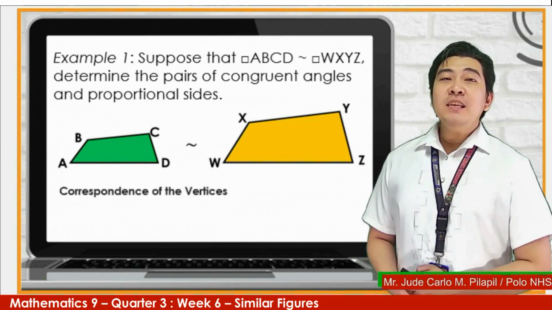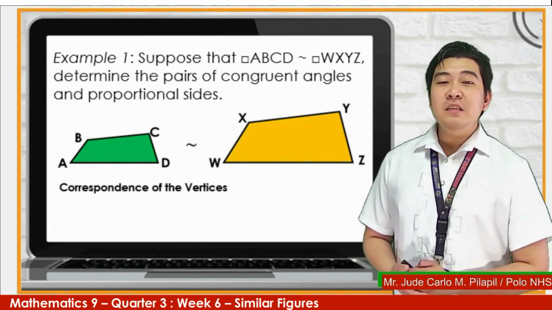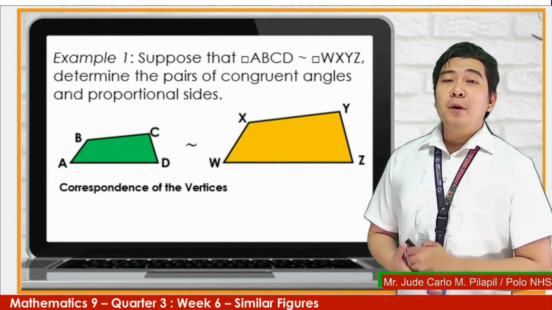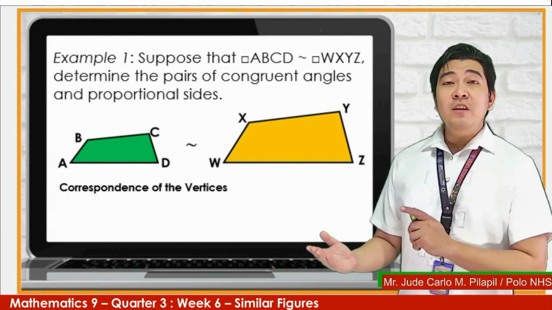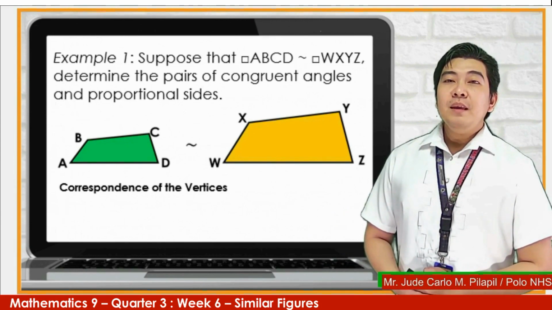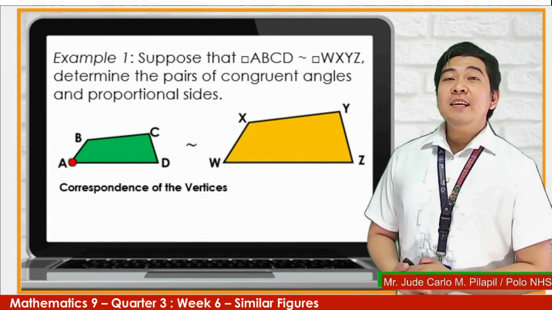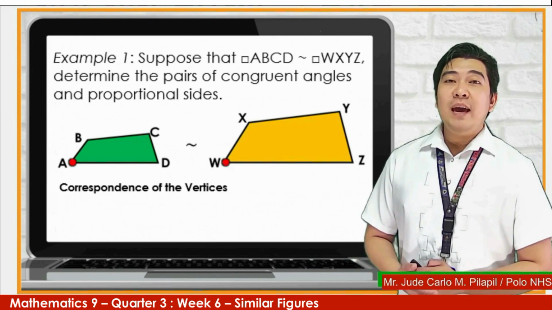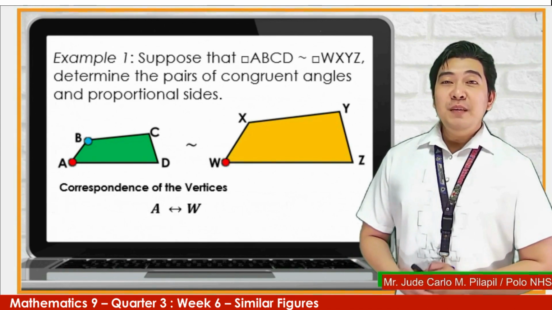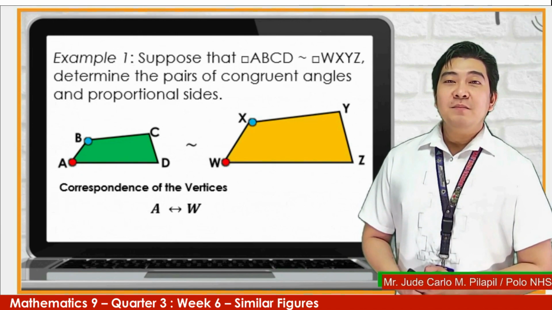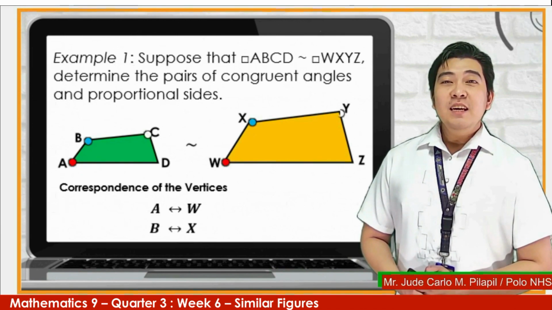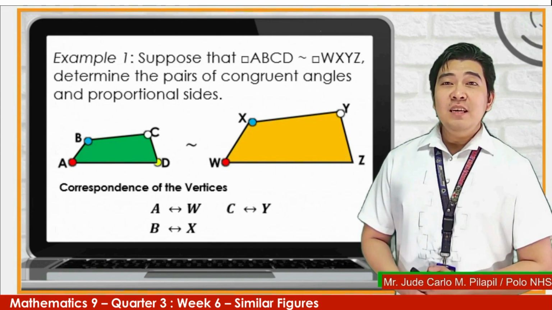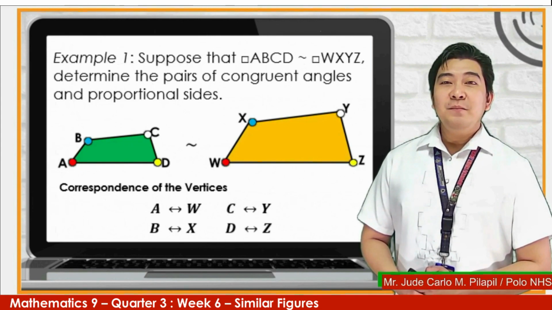First, it is important to know the correspondence of the vertices before naming the pairs of angles and sides. It requires the proper pairing of vertices from one figure to another one. Vertex A of quadrilateral ABCD corresponds to vertex W of quadrilateral WXYZ. Vertex B corresponds to vertex X. Vertex C corresponds to vertex Y. And lastly, vertex D corresponds to vertex Z.